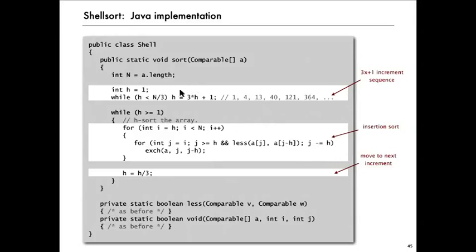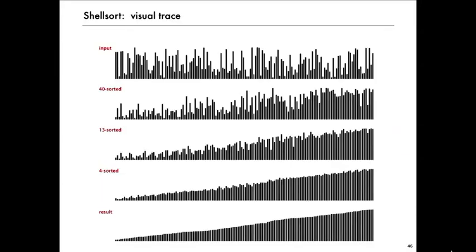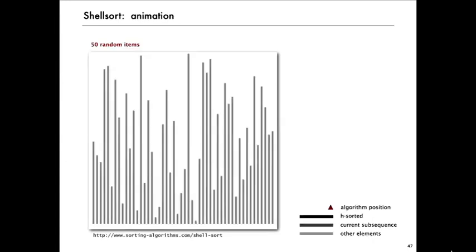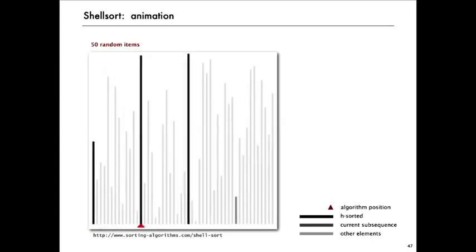So just by adding this extra loop for h-sorting and this extra loop to compute the increments to insertion sort, we get a slightly more complicated piece of code, but it's much, much more efficient. Here's what it looks like for a bigger array. We start with randomly ordered input, and you can see that it gets more and more in order each time that we h-sort for the decreasing values of h.